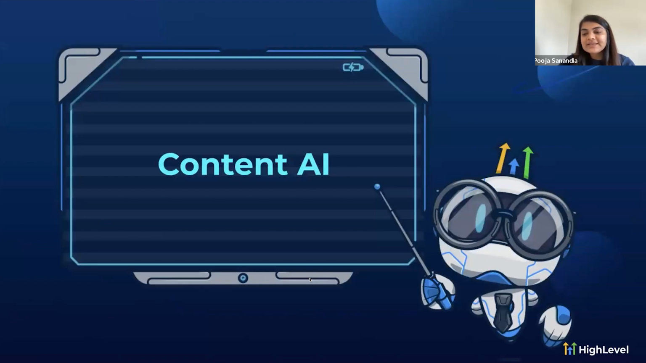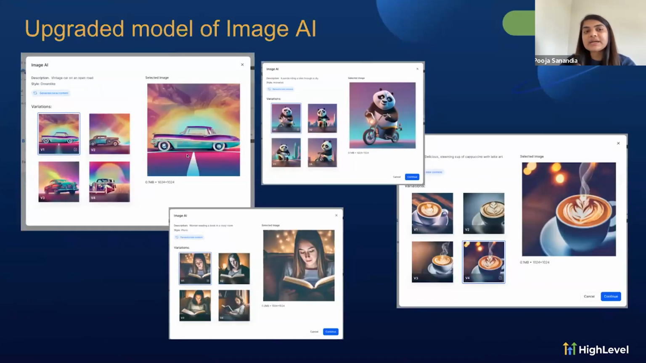Yeah. The next thing that we're going to talk about is content AI. Recently, we have upgraded our model for image AI. If you go to social planner, funnels, website, blogs, and even email builder, you just add an image component, and if you hover over it, you'll get an option to create your image with AI.